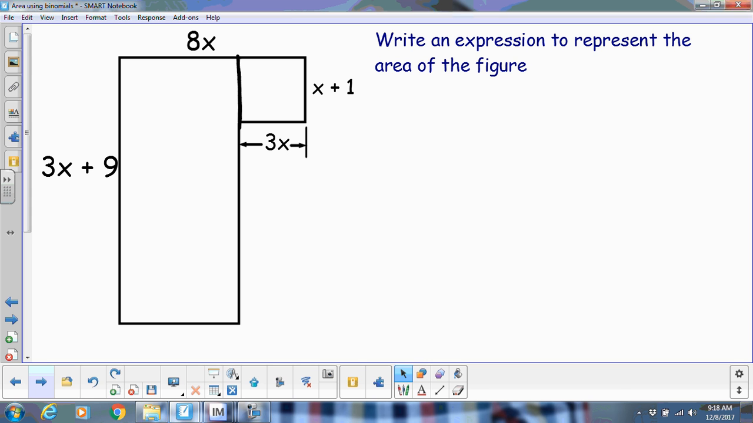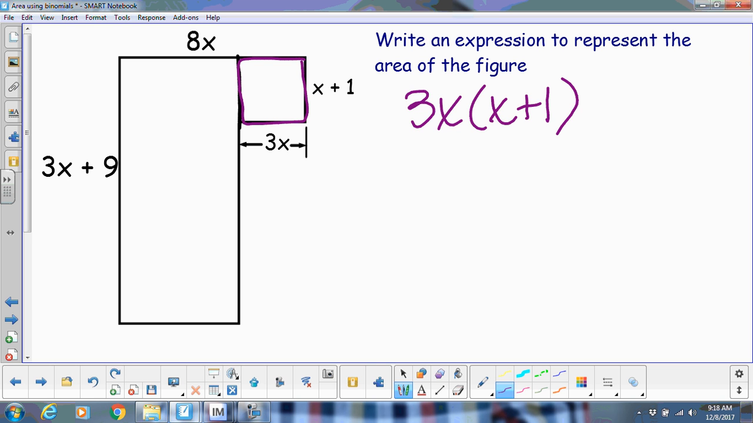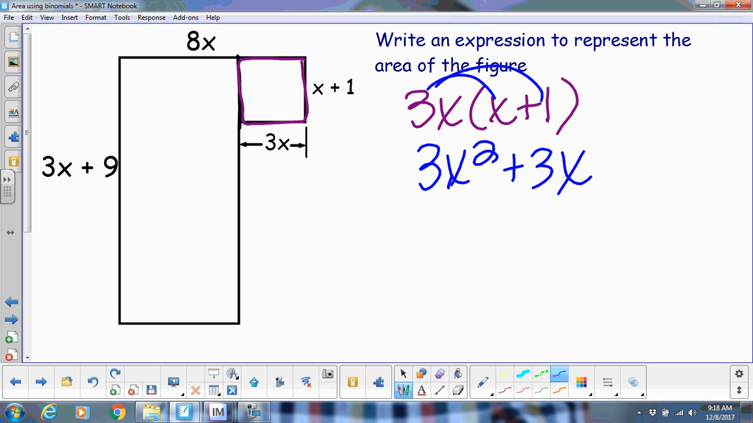Okay, so the first area is going to be what times what? This one right here. What's that going to be? So 3x times x plus 1. All right, go ahead, Faith. That gives me what? 3x squared plus 3x. Okay, that's the easy part.